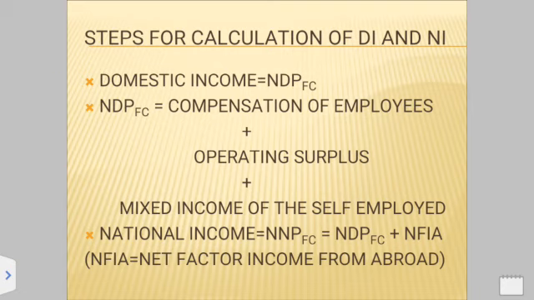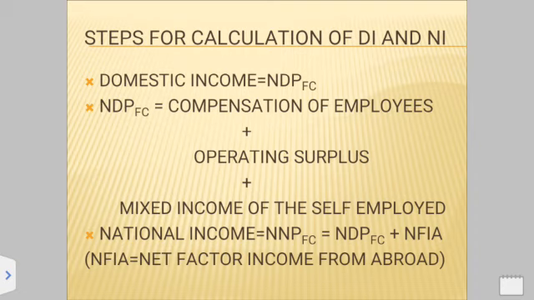So I'll summarize here. To calculate national income, in the first step, calculate the domestic income. To calculate the domestic income, you add three components: compensation of employees, operating surplus, and mixed income of the self-employed. If compensation of employees is given directly, you add it. If it is not given, then add wages and salaries, both in cash and kind, and employer's contribution to social security schemes. Here the compensation of employees part is over.